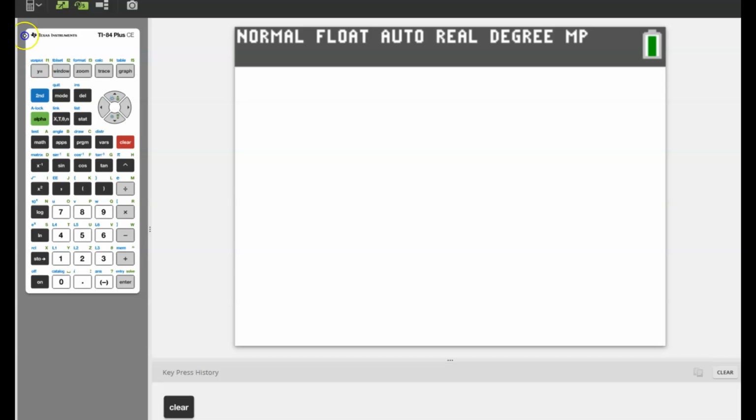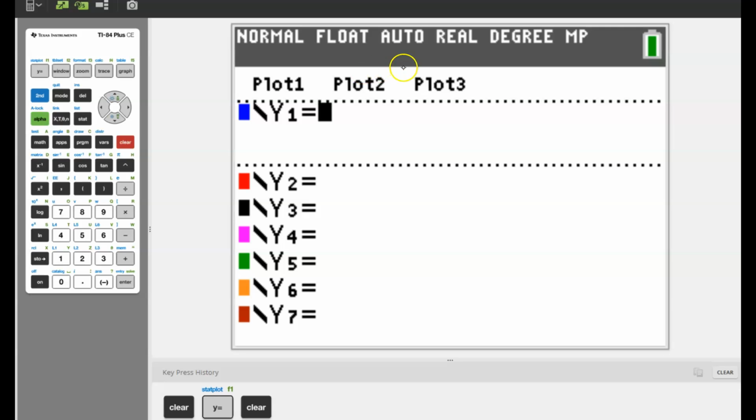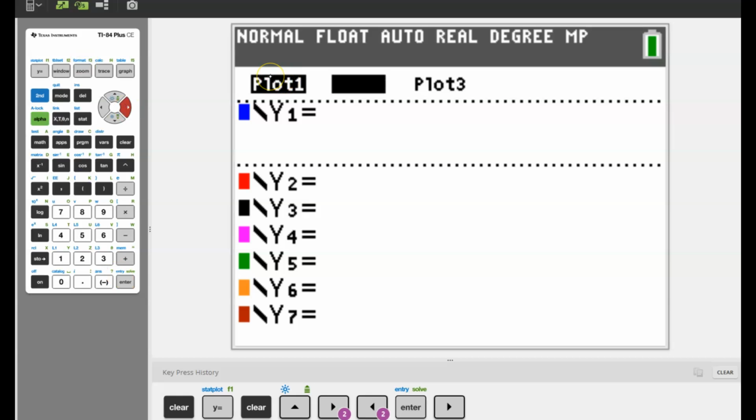We want to graph, and that happens in y equals. So notice the key that turned red there, and I have something in there because I've used this calculator for something else. So I want to press clear, and that will give me empty slots on y1, y2, y3, all the way down. Notice your plots across the top. I can up arrow and I can access those plots. All of those plots should be off. Right now they're off because they're not highlighted. If I press enter and then go over, you see that plot 1 is highlighted.